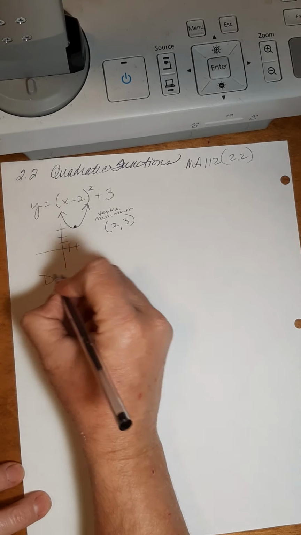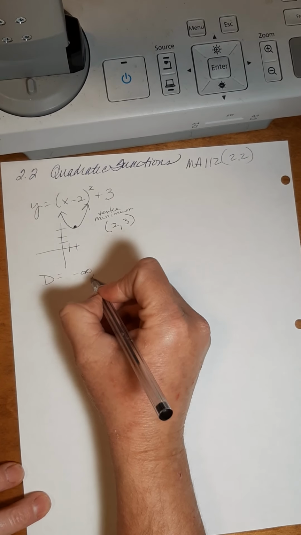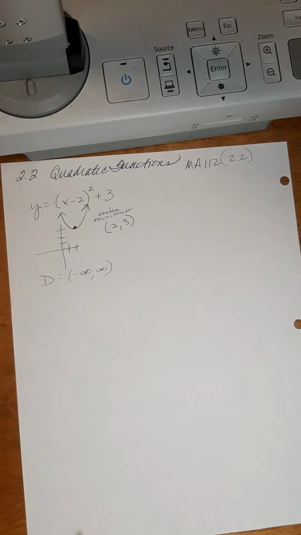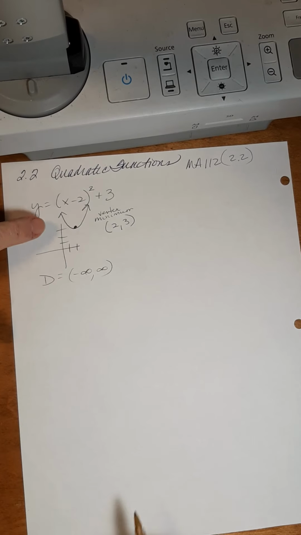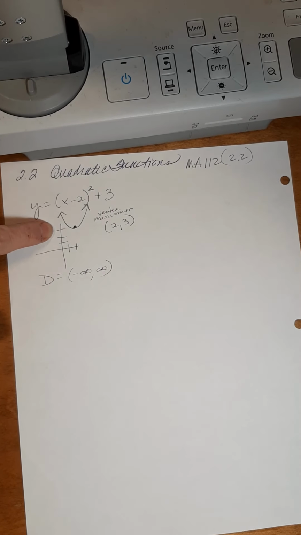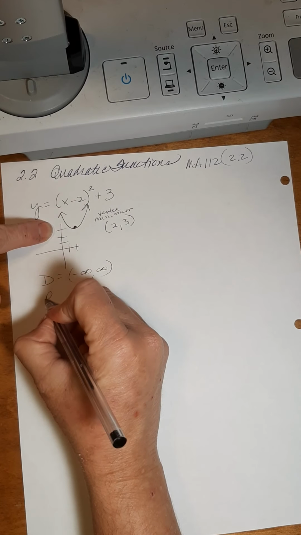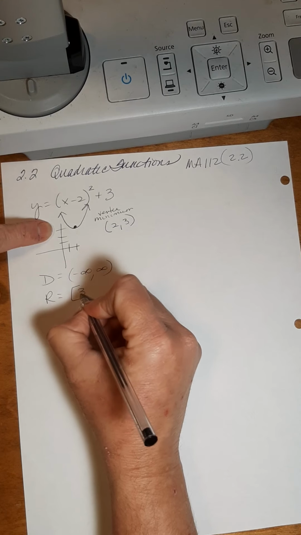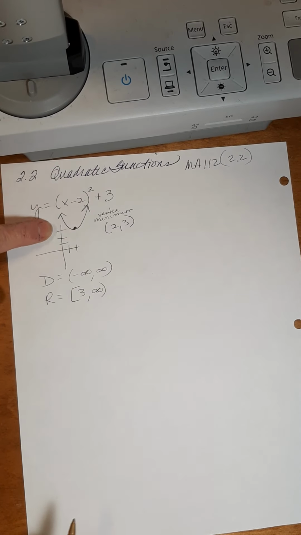Well, a couple of neat things you can say about that. As far as domain, all reals, because it goes on forever, so it can be anything it wants to be. However, the range, look how the smallest it goes is 3, which is also the y coordinate. So the range would be 3 to infinity.